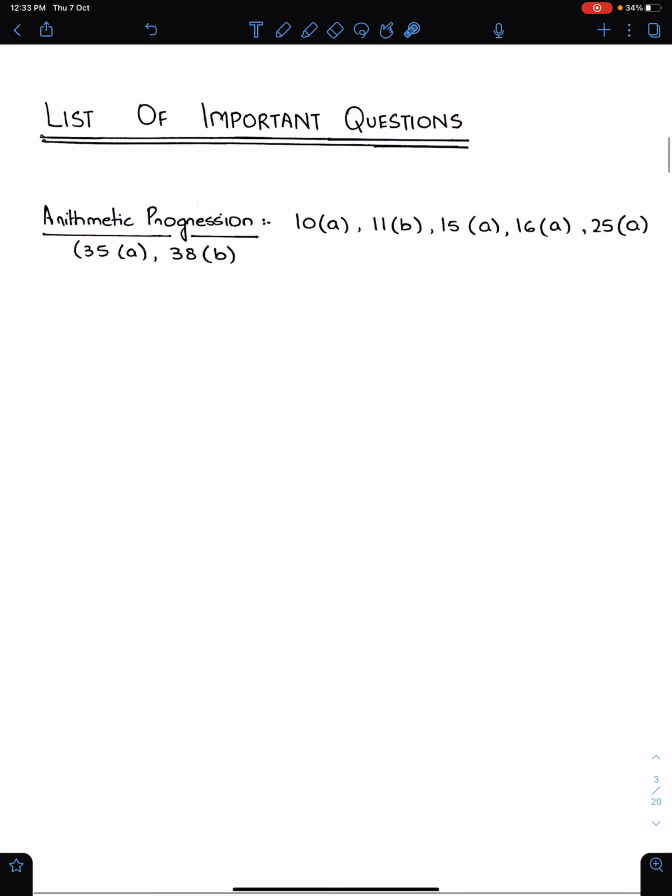List of important questions of AP. These are some important questions from my book.